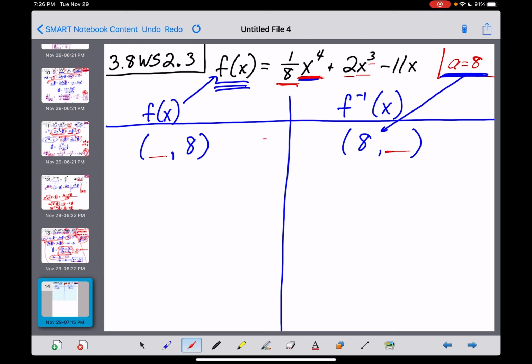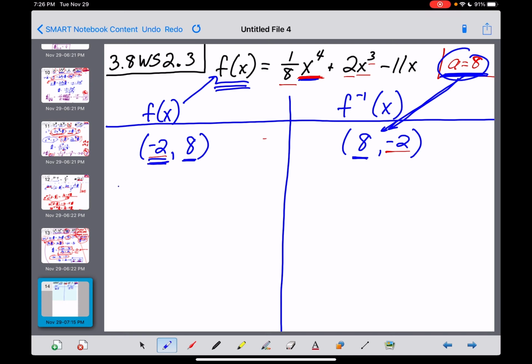So let me just clean this up. I'm going to write that in blue here. Negative 2 is the x value on the left, which also means it's the y value on the right, but that's not really relevant. Now, where are we going with this? We're really interested in what happens when x is equal to 8 in the inverse. When x is 8 in the inverse, that means y is 8 in the original function, and our x value there is negative 2.